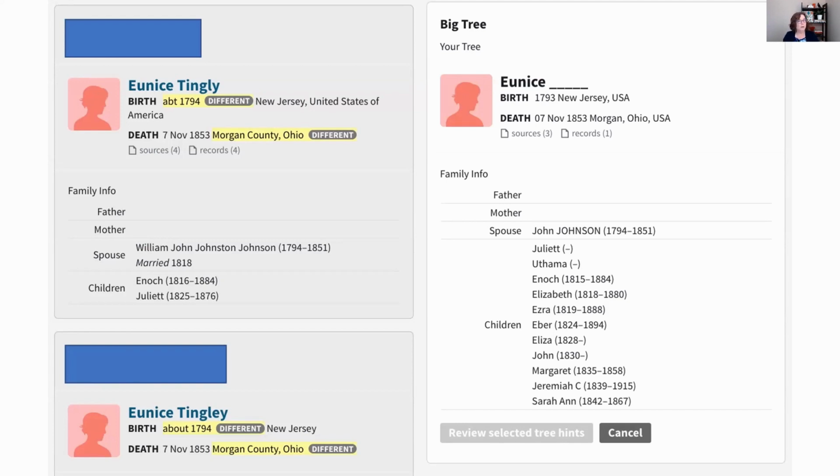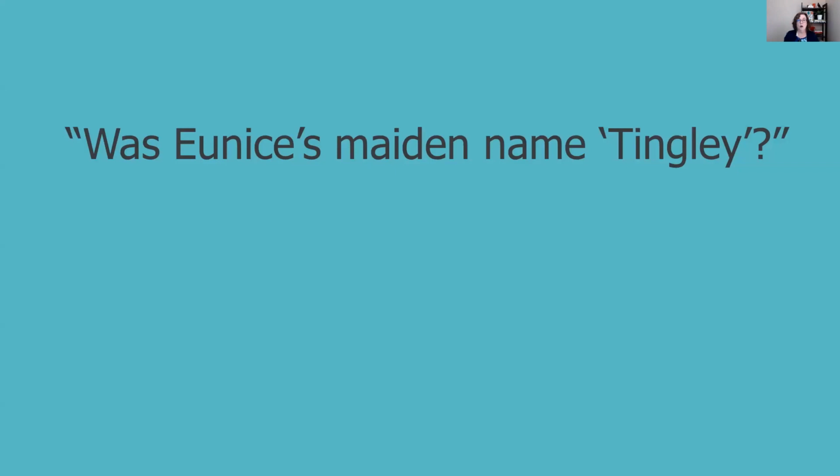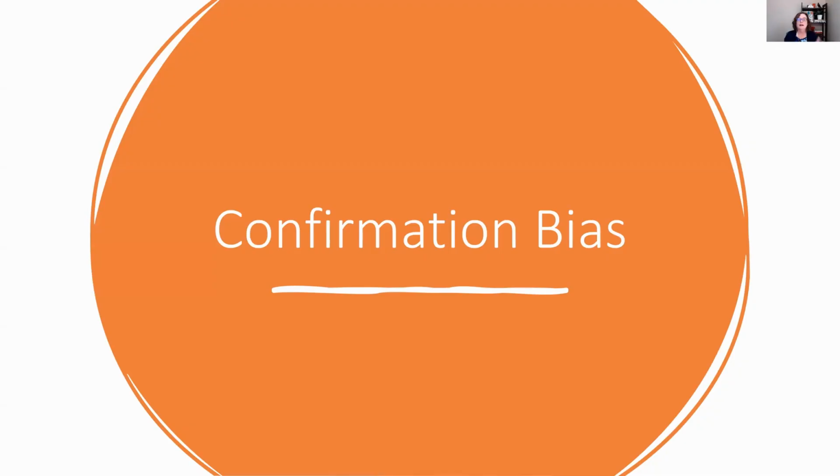Well, maybe my research question is, was Eunice's maiden name Tingley? Well, it is specific and it is a question. We do have a question mark in here finally, but there's something that I want to caution all of us about when we're asking research questions. And that is to try to avoid something called confirmation bias.